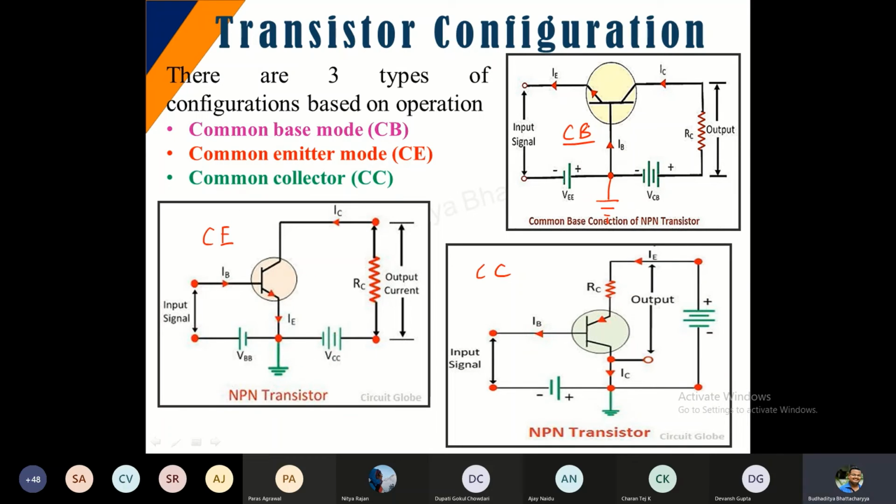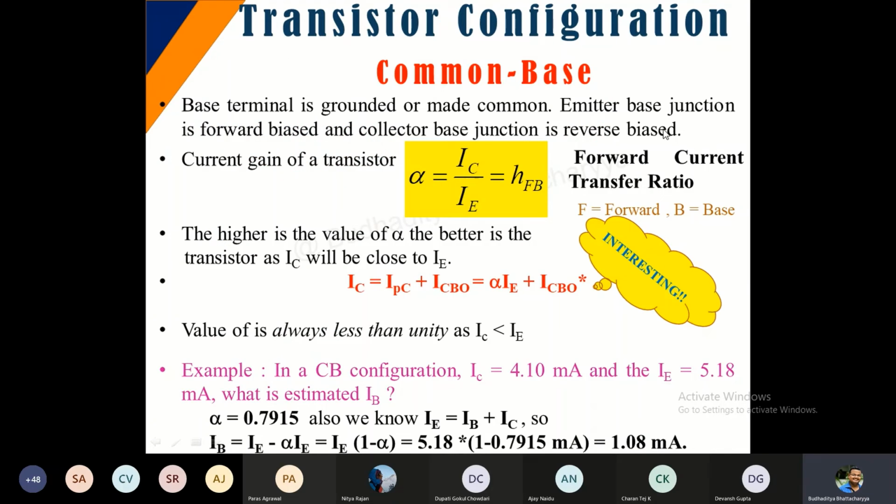It's like this. The base terminal is common and it's grounded. So that's being mentioned. Now, the emitter-base junction is forward biased and the collector-base junction is reverse biased. This is common to any configuration because this is the only way a transistor can operate. Right, so that is done. But the important part is the base terminal is grounded.